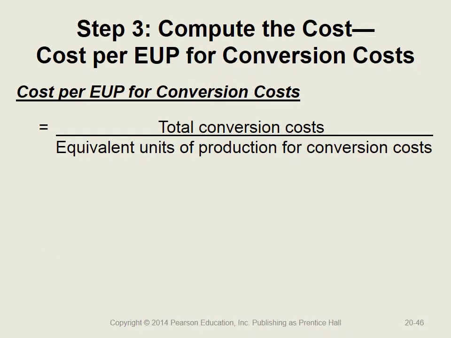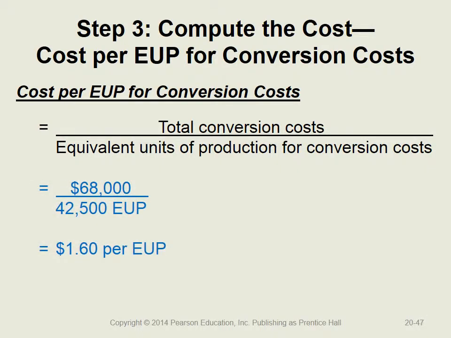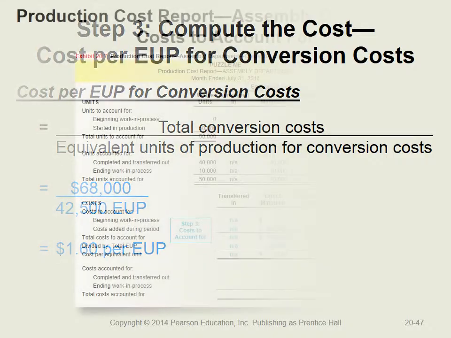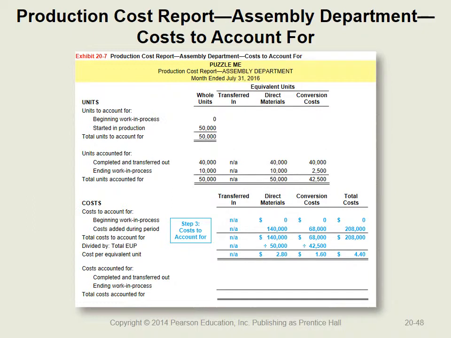Similarly, we take the total conversion costs and divide by the equivalent units of production for conversion costs. The result is $1.60 per equivalent unit for conversion costs. Exhibit 20-7 shows how we would use the information from Step 3 to complete the costs to account for section of the production cost report.